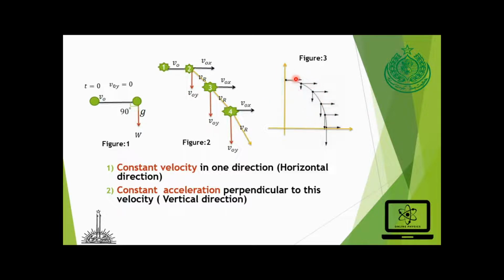You can see the horizontal component is the same at every instant, but the vertical is 0 initially, then it starts and keeps increasing. So this is the basic point to visualize this pattern: constant velocity in one direction, the horizontal direction, and constant acceleration perpendicular to this velocity, the vertical direction.